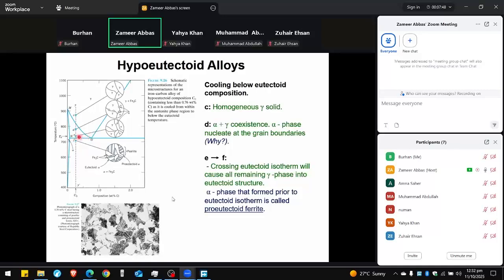These are all hypoeutectoid steels, and those which have carbon content higher than this eutectoid composition are called hypereutectoid. This is hypo, this is hyper, right? So this is a hypoeutectoid steel. You can see proeutectoid alpha and pearlite. So for the fraction, you can use the lever rule and find out the fraction. ये कितनी fraction है इसकी? Fraction of pearlite and fraction of proeutectoid alpha, वो भी आप find out कर सकते हैं. ठीक है?